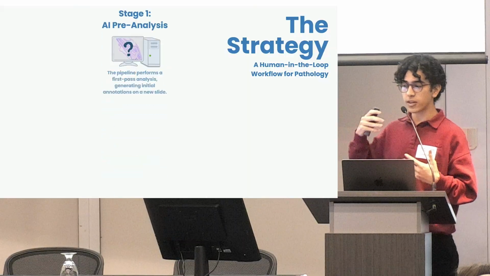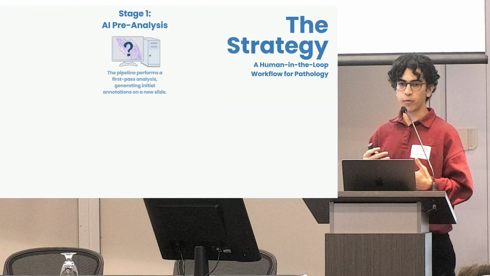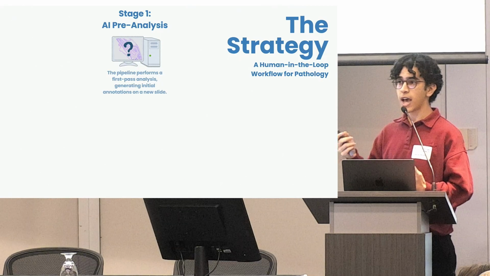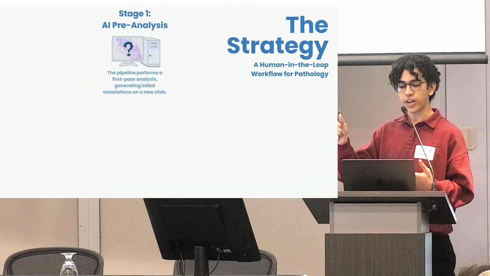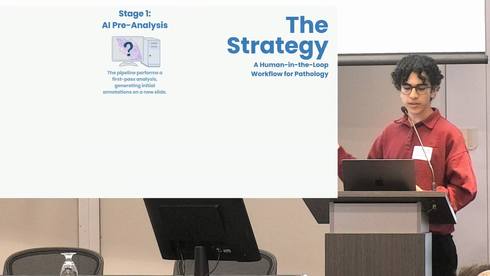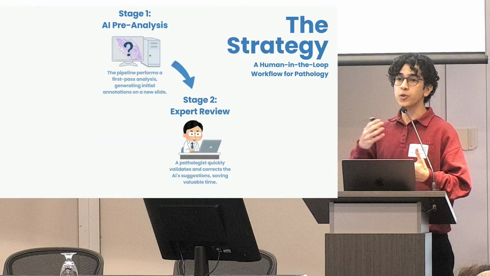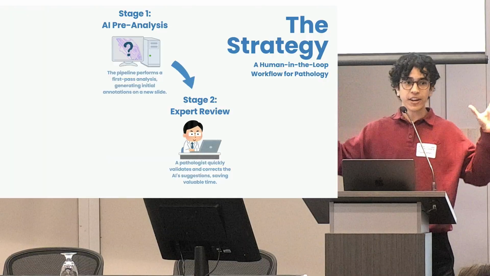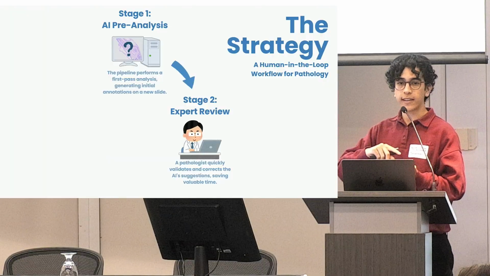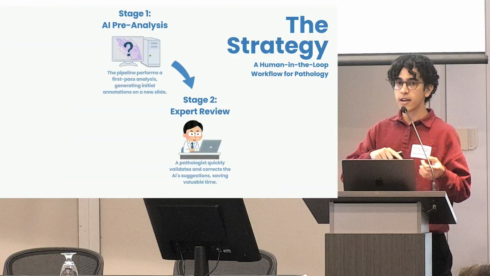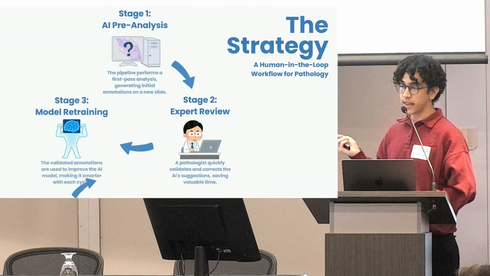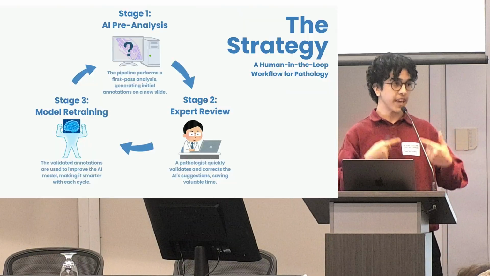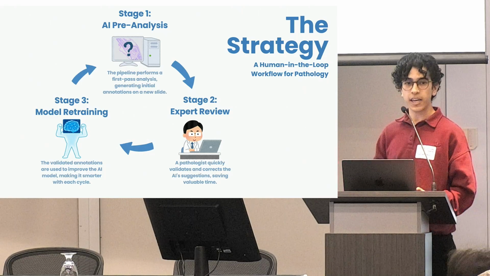So first, we have this first pass where we perform a pre-analysis on an oyster slide, and we generate an initial set of annotations with flags for any potential areas of interest for our experts. Next, the expert reviews all these annotations, and this is where the time saving happens, because instead of looking at the entire blank slide, they just have to look at the annotations given by the AI, and they just correct them and validate them. Then we use this data to retrain our AI, which means that with every new slide we process, our AI becomes smarter.